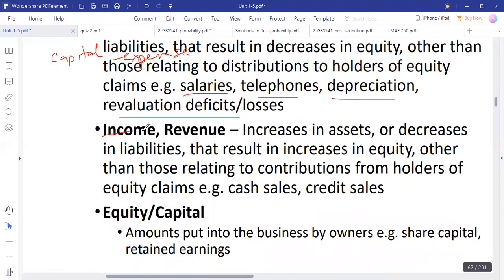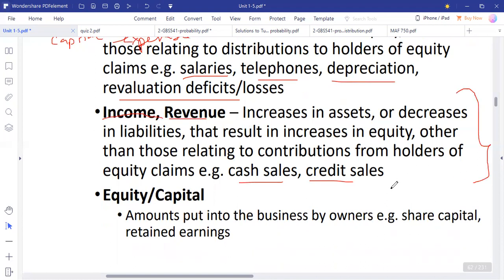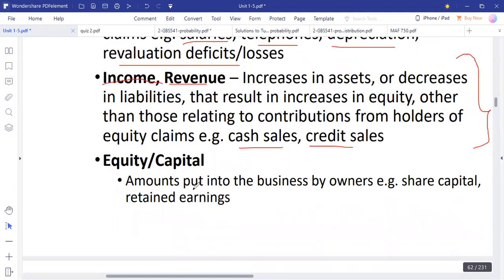So when we're dealing with revenue and income, we're looking at the increases in assets or decreases in liabilities that may result in an activity relating to a business. It may come through a cash sale or a credit sale, or receipts of rentals if you are owning businesses that are in estate. Equity or capital simply looks at the amounts that are put in business by the owners, maybe share capital or retained earnings. Retained earnings that we're looking at here are simply plowed back profits from the previous accounting year.